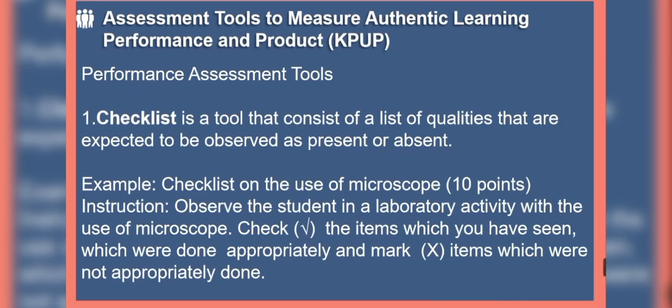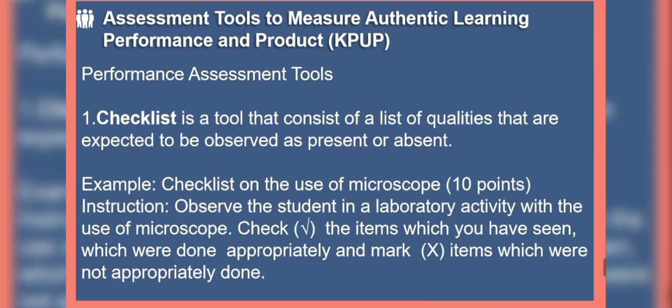And now we're going to move to the assessment tools to measure authentic learning performance in the product. The first tool is the checklist. It is a tool that consists of a list of qualities that are expected to be observed as present or absent. For instance, a checklist on the use of the microscope with 10 points: observe the students in the laboratory activity using a microscope.